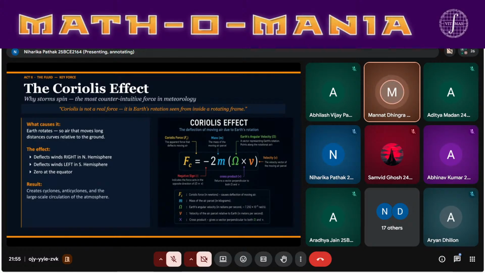Because of the Coriolis force, as I told, if Earth wasn't rotating, the air would move in a straight line. But since Earth is rotating, air moves in a curved motion. So that same idea is applied in cyclones as well, or in storms as well. So basically, this effect causes large scale rotation in storms. So that's the basic idea of the Coriolis effect. And as I mentioned, in the northern hemisphere, the winds deflect towards the right hand side, and in the southern hemisphere, the winds deflect towards the left hand side. And at the equator, it's just zero, right? So this is the idea.